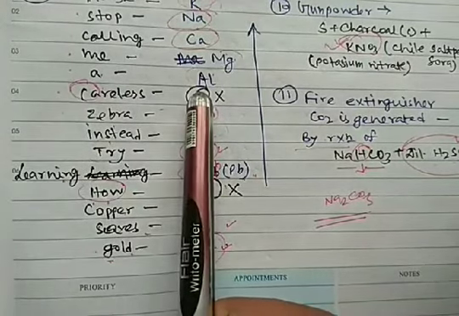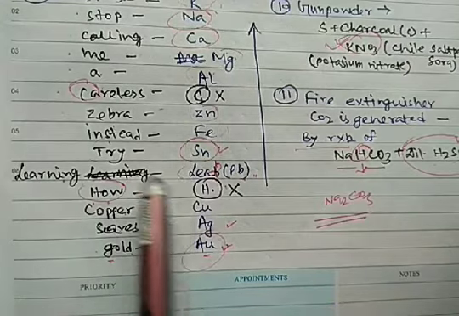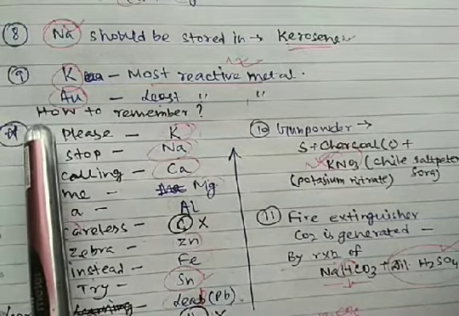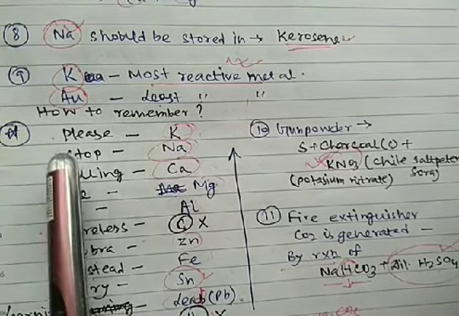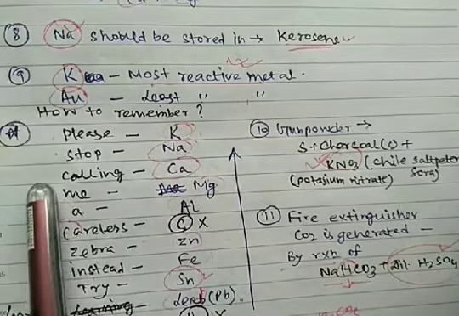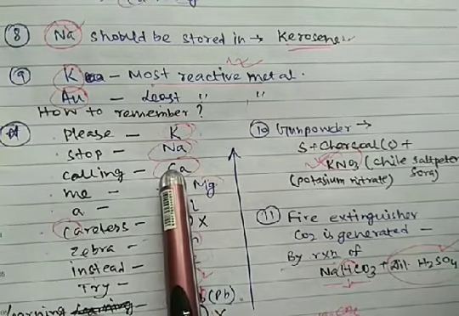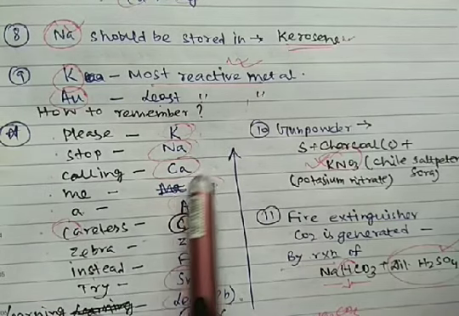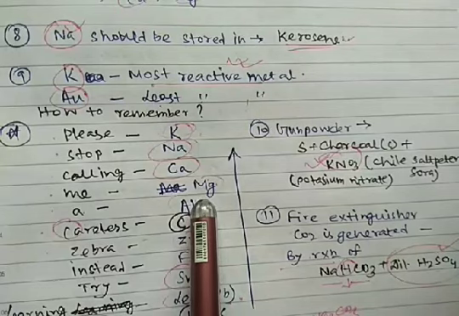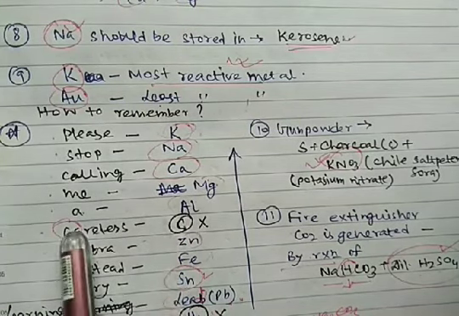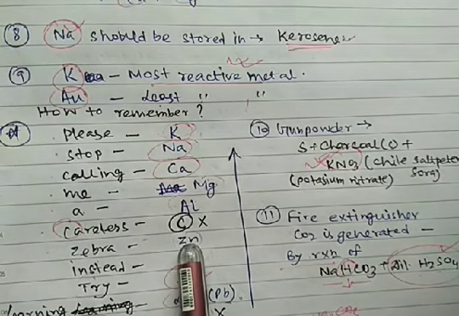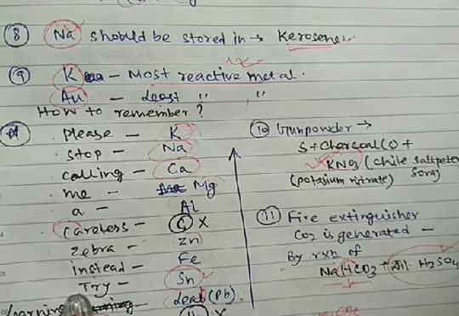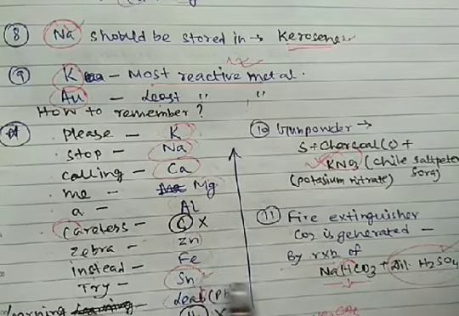Here careless is for C, that is carbon, that is a non-metal, and how is for H, that is hydrogen, this is also a non-metal. So P for potassium, K, S for sodium, Na, C for calcium, Ca, M for magnesium, Mg, A for aluminium, Al. Careless, I told you. Zebra, this is for zinc. Instead, this is used for I, that is for iron, Fe. T is for tin, that is Sn.